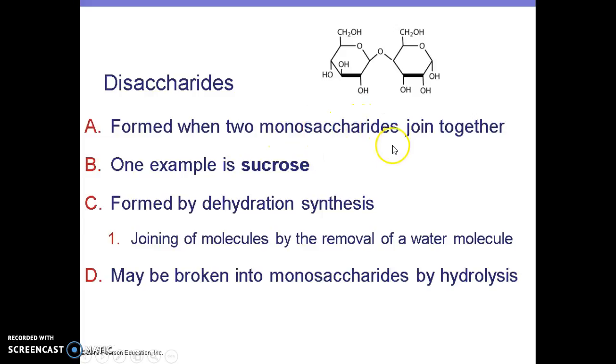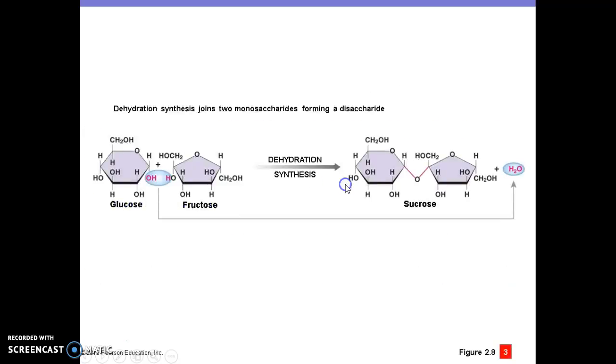Disaccharides consist of two monosaccharides, two common ones. One is sucrose and one is lactose. So here we see the formation of sucrose from two monosaccharides, glucose and fructose. And this formation occurs through dehydration synthesis. Water is going to come out, and there's that water that's come out. We produce water as we combine these two monosaccharides to produce a disaccharide.